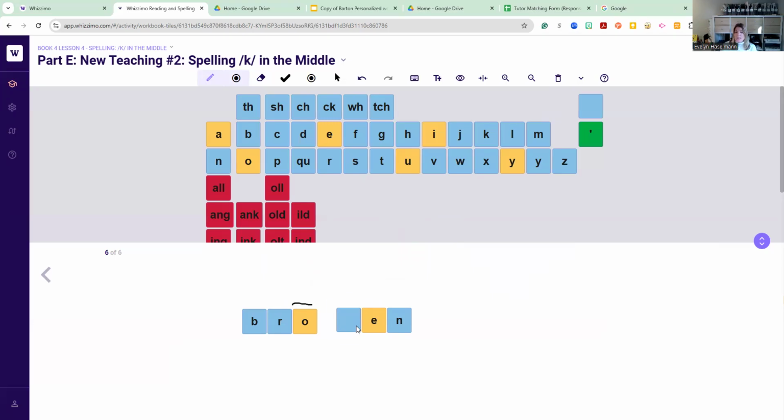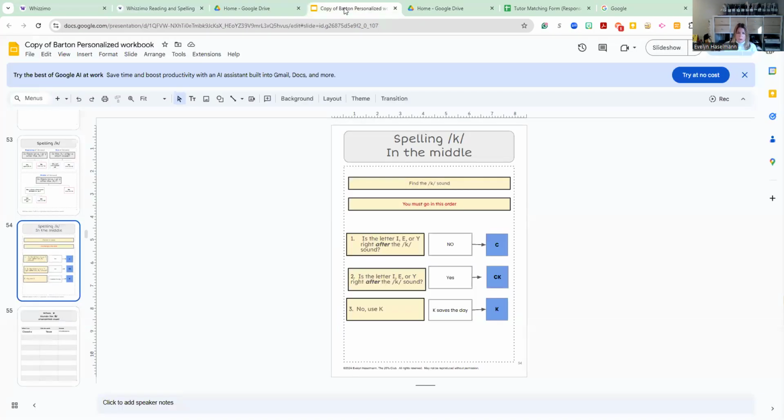So in this case, we can't use a C because we have the watch out vowel. We can't use the CK because this says O and not ah. So since it says O, you have to go down to your third choice, which is K. K saves the day. Okay, so let's look at a copy of the notebook here.